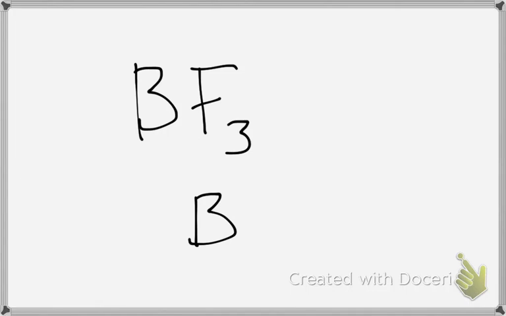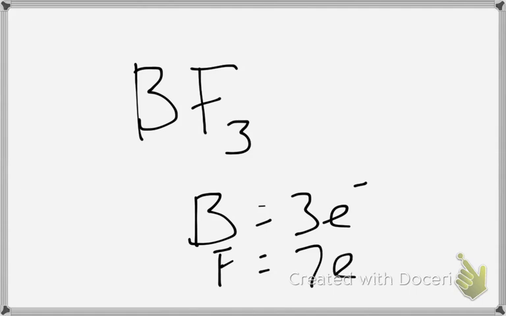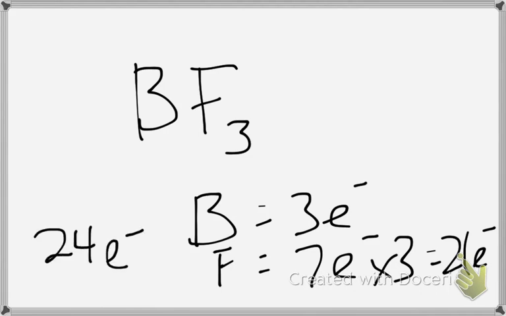there are 3 electrons for boron, and for fluorine there are 7 valence electrons. There are 3 fluorine, so we have a total of 21 electrons for fluorine, and if we sum that up, 3 plus 21, we get a total of 24 electrons. Alright, so we have 24 electrons.